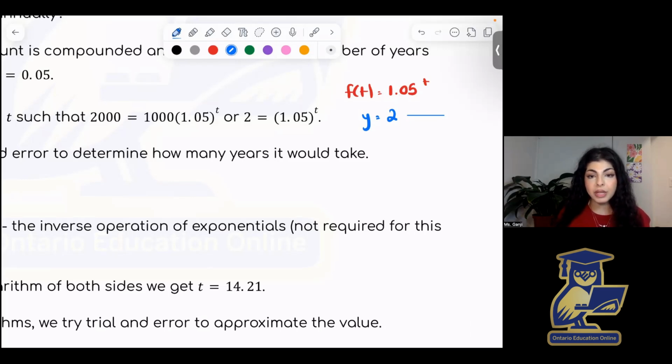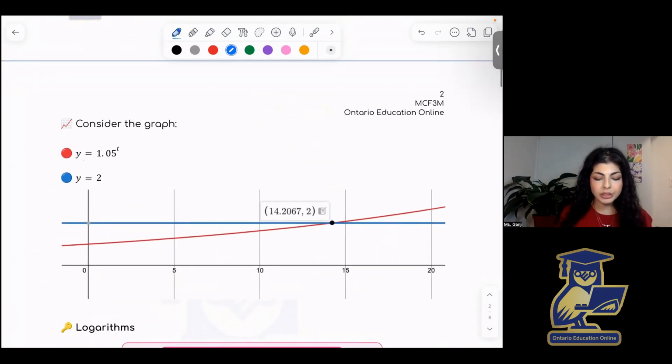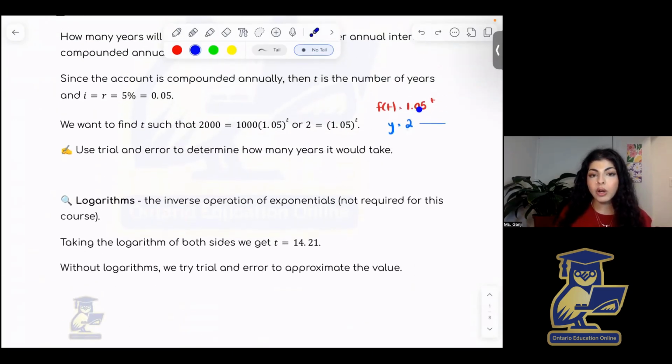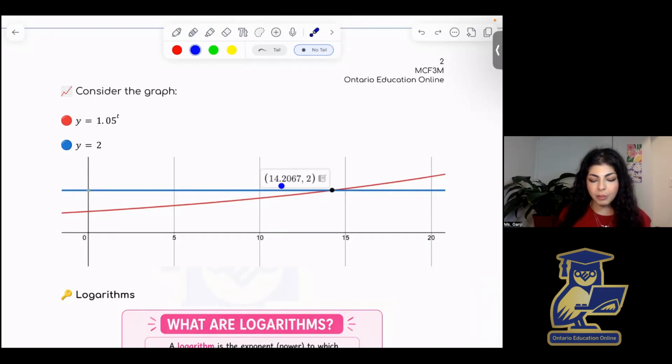So if we were to graph each of these separately, which is what I've done here, and I match the colors, so y is equal to 1.05 to the power of t is the red function shown here. And y is equal to 2, as mentioned, is that horizontal line with the value of 2. And the point of intersection of these two, which is also the same as asking for what t value are these two functions going to intersect, is over here: 14.2067. So if you round that to two decimal places, that's also 14.21.